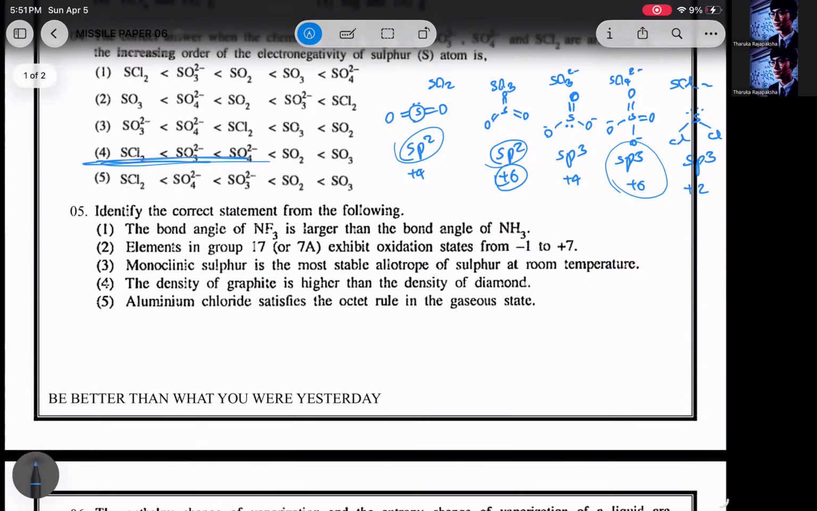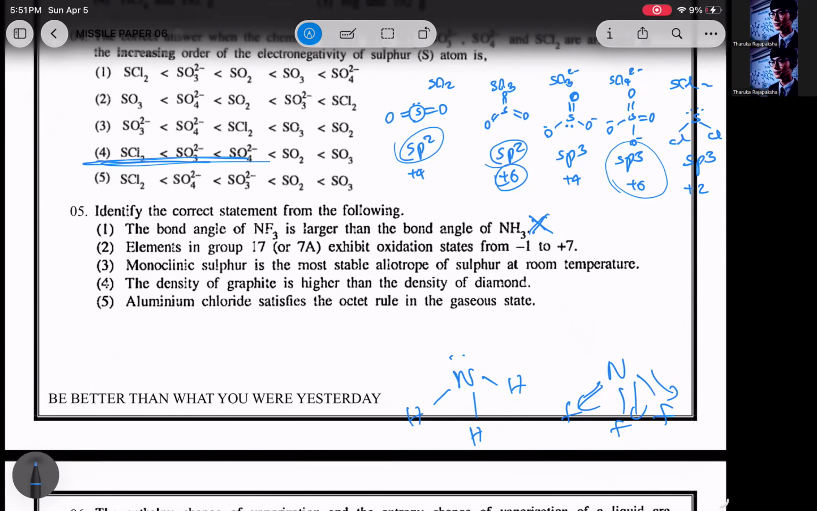That's the fourth question. Then the fifth one, identify the correct statement from the following. The bond angle of NF3 is larger than NH3. That's wrong. In the ammonia molecule, the electron density near the nitrogen is very large. Electrons are pulled towards the nitrogen. On the other hand, NF3 is different, right? Electrons are more towards the fluorine. So when the electrons are near the nitrogen, the bond angle increases. It's something we learn in the class.